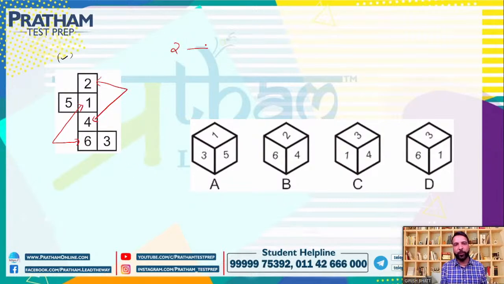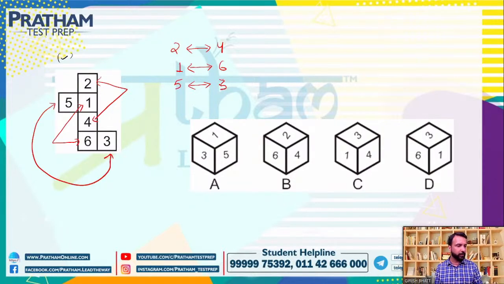2 and 4 are opposite. 1 and 6 are opposite. The remaining 5 and 3 are also opposite. Okay, first, the opposite face of 1 is 6, not visible, perfect. The opposite of 5 is 3. 5 and 3.